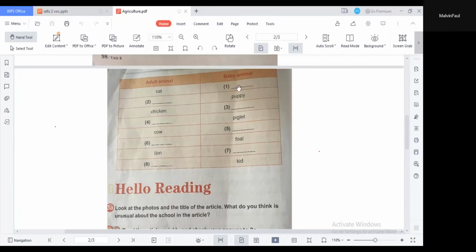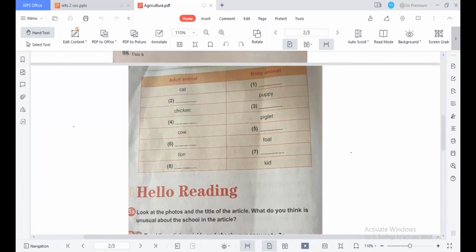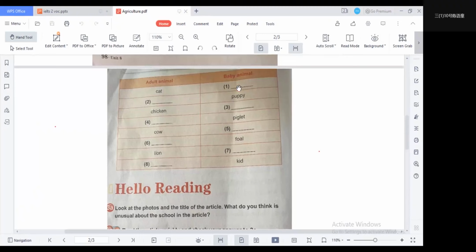The next one: foal. That is a foal. That is a horse. Yes. What else do we have? Number 7, we have a lion, right? Yes. A lion's baby is a cub.